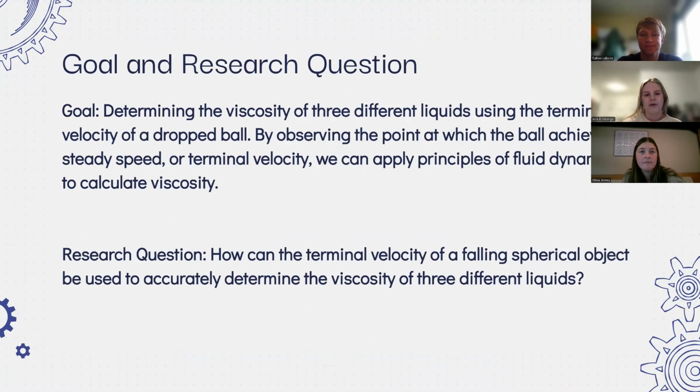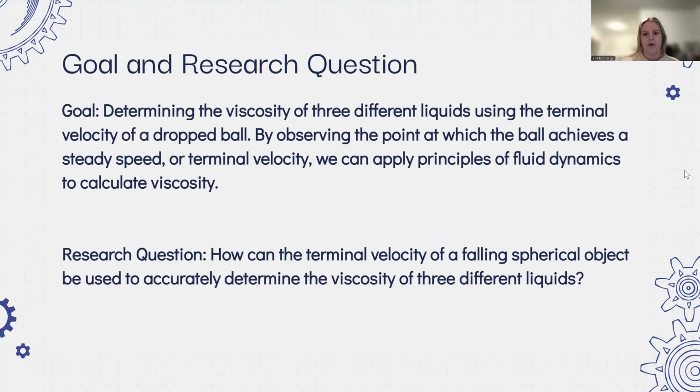All right, so our goal for this research project was to determine the velocity of the three different liquids using the terminal velocity of dropping a ball. By observing the point at which the ball achieves a steady speed, or terminal velocity, we can apply those principles of fluid dynamics to calculate the viscosity. So our research question was, how can the terminal velocity of a falling spherical object be used to accurately determine the velocity of the three different liquids?